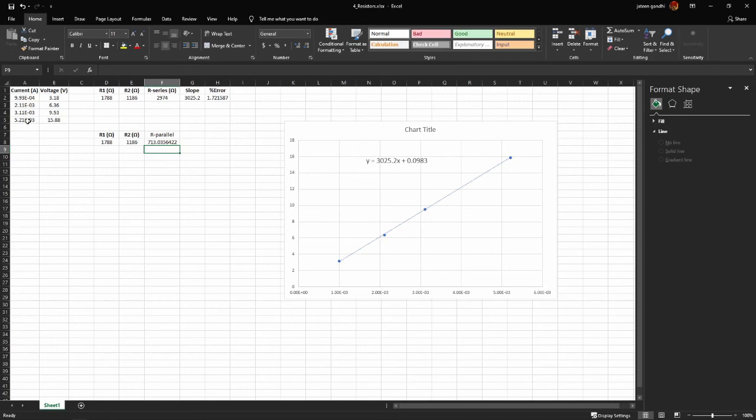Next week we're gonna look at an RC circuit, where we're gonna hook up a resistor and a capacitor or 2 capacitors in series and see what happens.